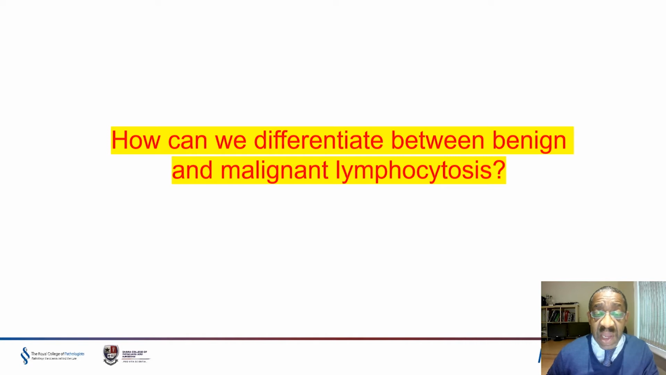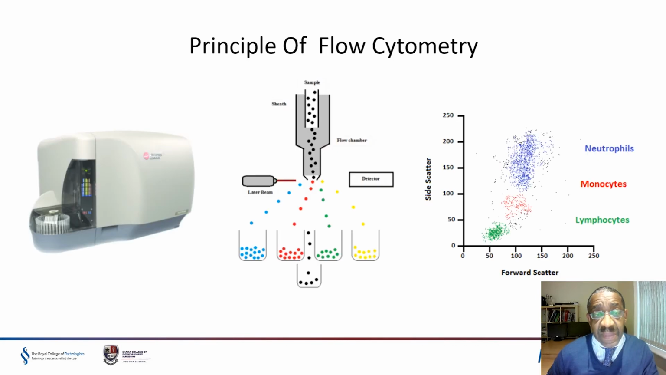What tools can we use, though, to differentiate between benign and malignant lymphocytosis? The flow cytometer is a really precious aid to diagnostics, especially of lymphocytosis. And the technique is as shown. Cells are acquired, they are labeled with antibodies, which are specific to cell types. A laser beam is shone through and fluorescence is detected. The cells are resolved by both their size and their fluorescence, as you can see.